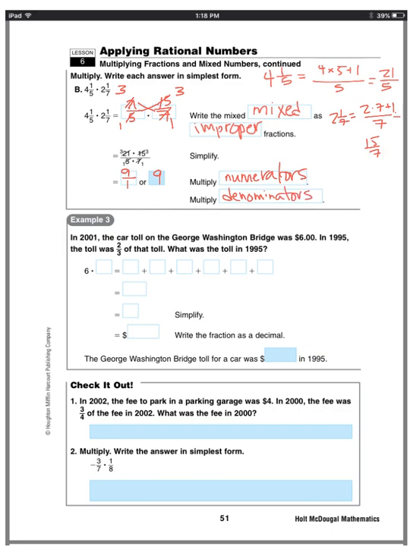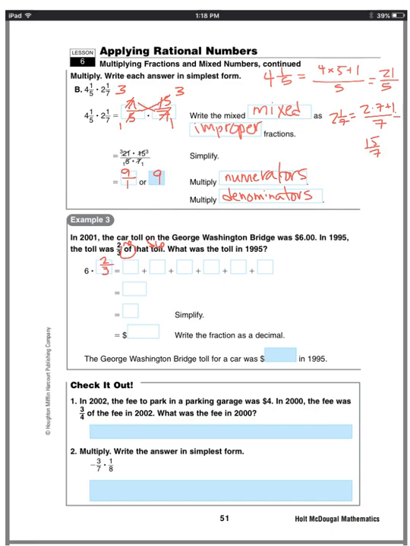Okay. In 2001, the car toll on the George Washington Bridge was $6. In 1995, the toll was 2/3 of that toll. What was the toll in 1995? So, we have the word "of" that toll. So it was 2/3 of the $6. Of means to multiply. Okay. So we're going to take 6 times 2/3.